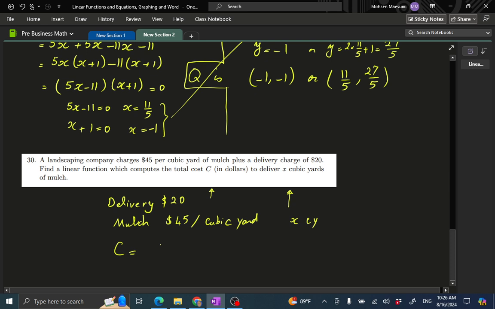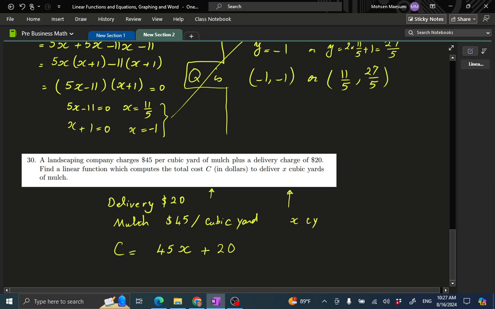So in general, it's going to be 45 per cubic yard times how many cubic yards you are actually ordering, and then for delivery of the whole thing, they are going to charge us 20. Okay, so our function or the equation for the linear equation that describes the cost is C is equal to 45x plus 20.